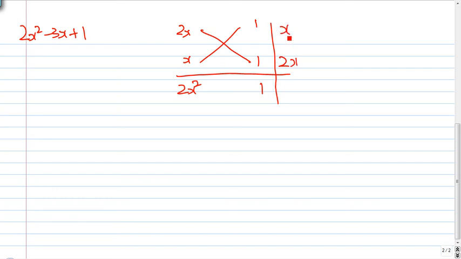Now the problem is that if I take x plus 2x, remember this is the add column, here you multiply, and here you multiply as well. If I take x plus 2x, I will get 3x. That's not what they want. They want a negative 3x.